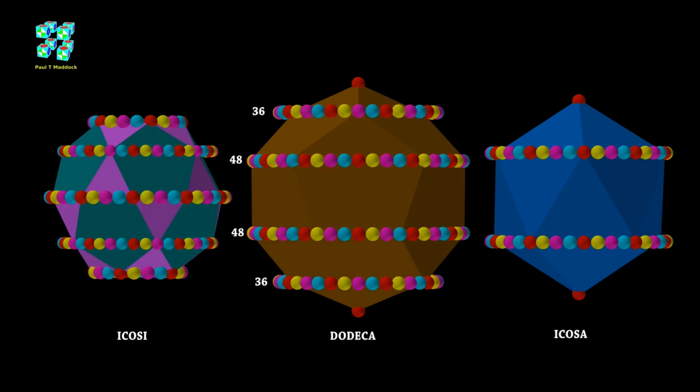Now what I'm showing in front are 4 rings, 36, 48, 48 and 36, and they all divide by 3. Now what's amazing about this is that all the spheres are all close packed and they're not overlapping.